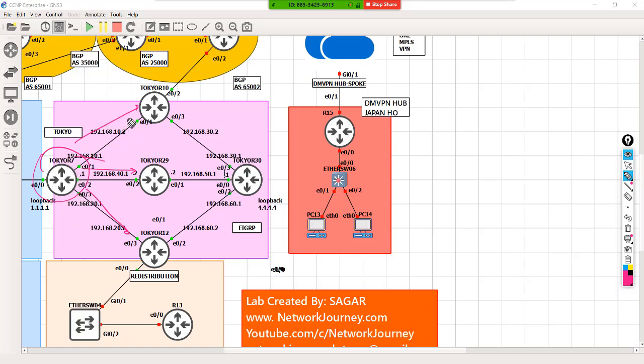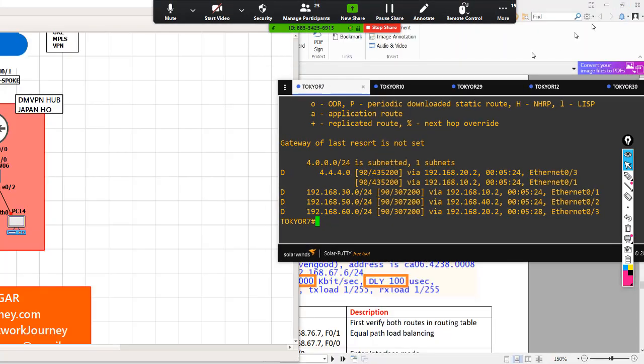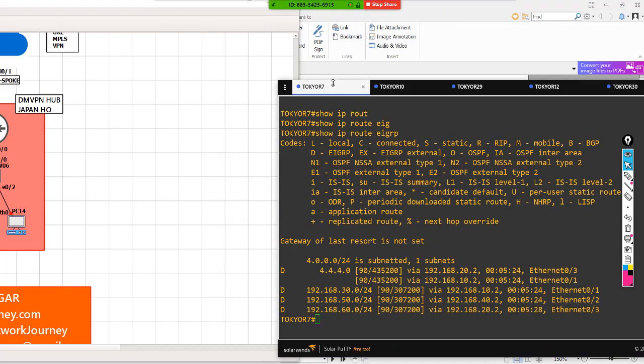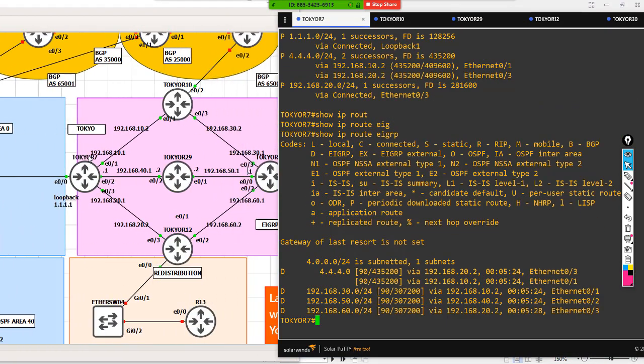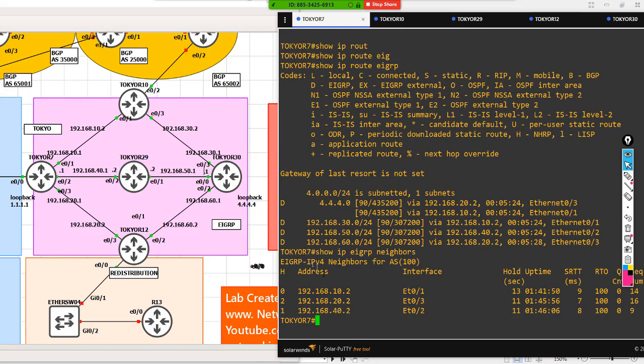0, 1, 2, and 3, and you will see the IP addresses 10.2, 40.1, and 20.2. If you want, I will place them next to each other, something like this. So we have the topology as well as the output kept side by side. We have three neighbors: 10.2, 20.2, and 40.2. This is nothing but the IP address of the neighbors. These are the interfaces from where this EIGRP was learned.